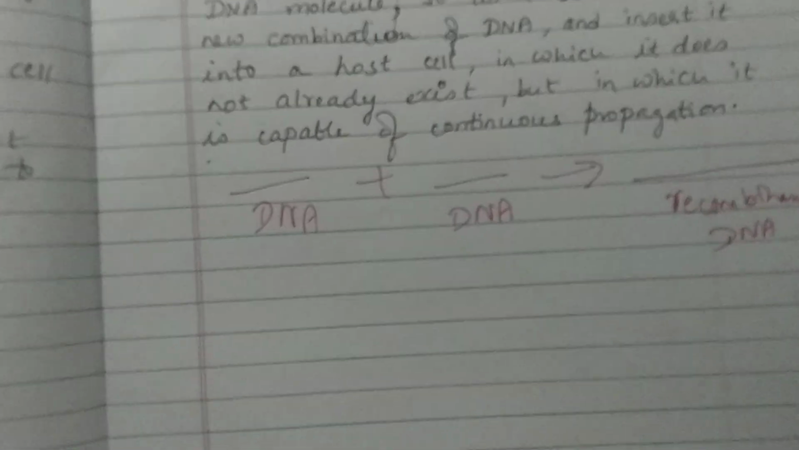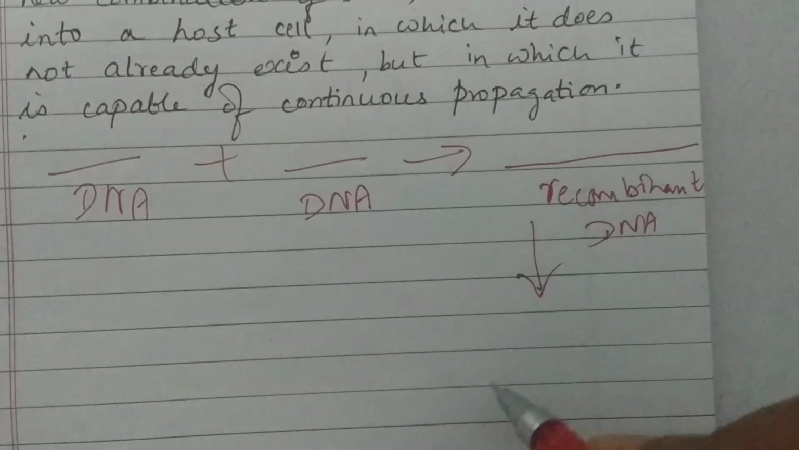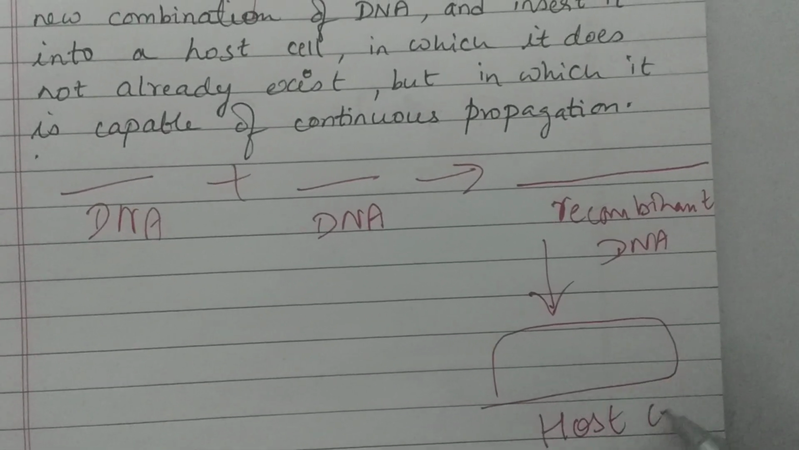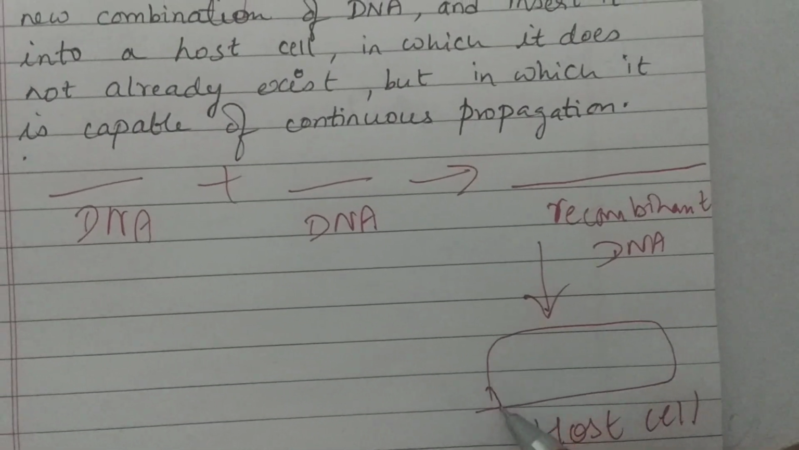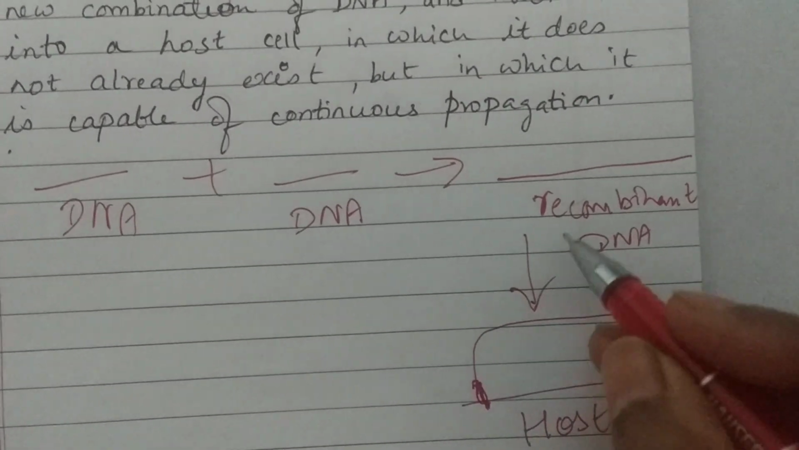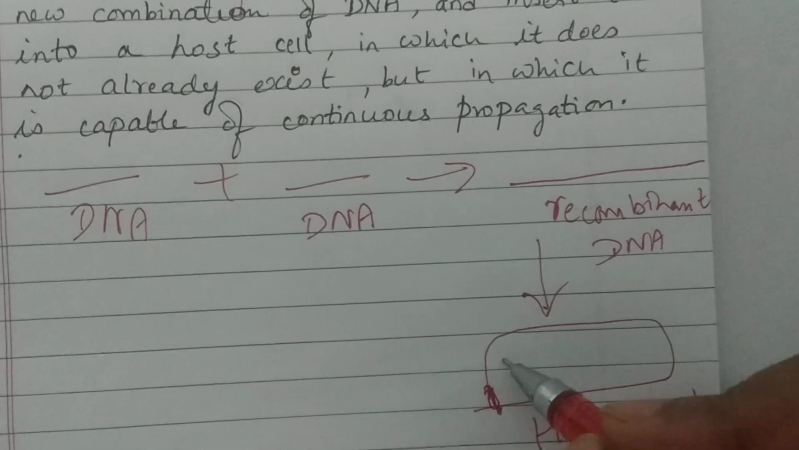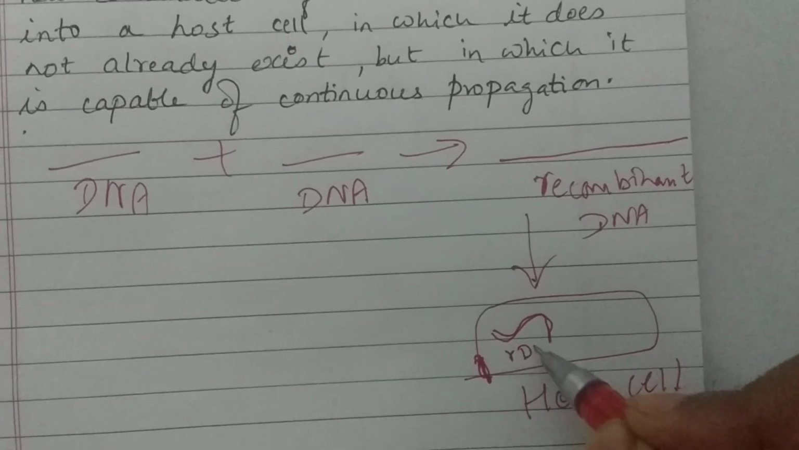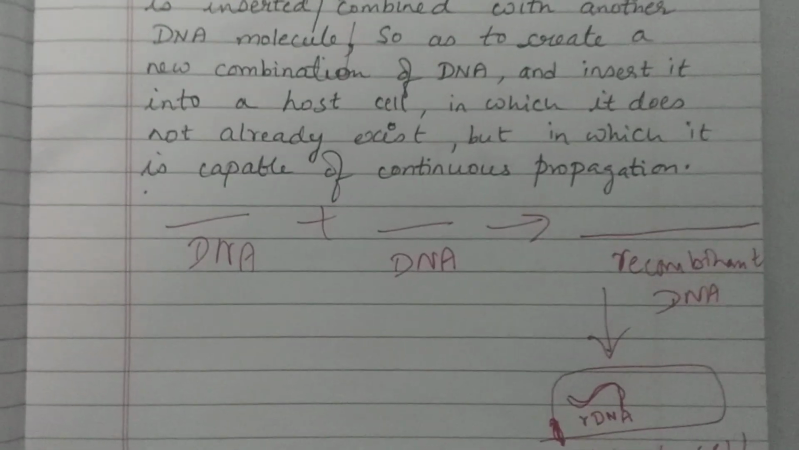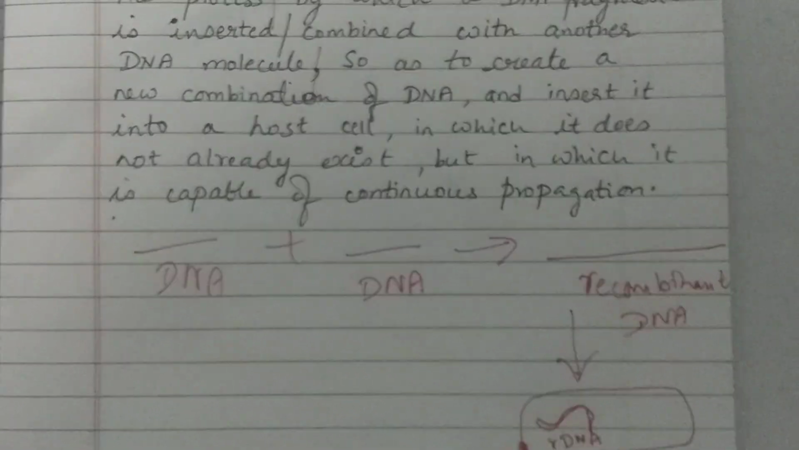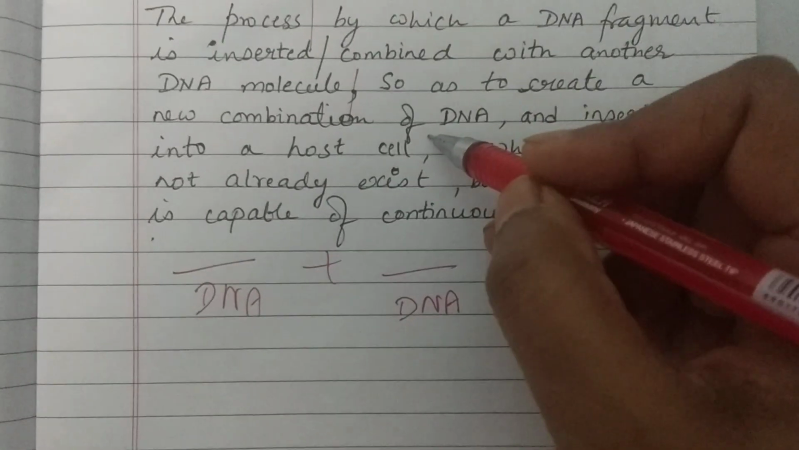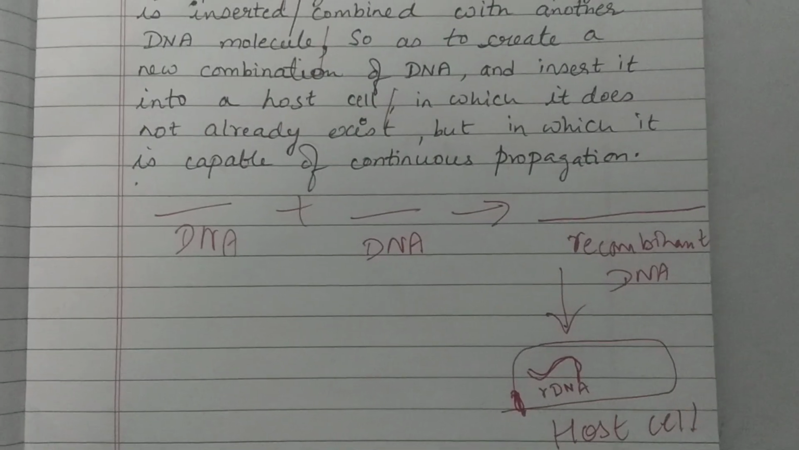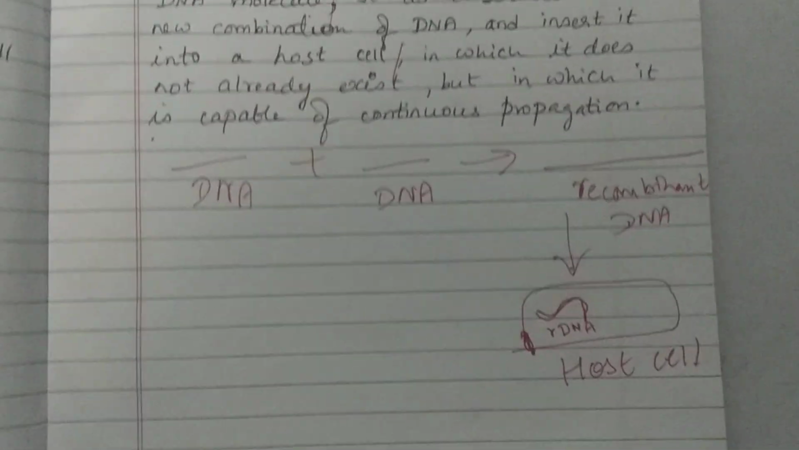Alright. And what are you going to do with this recombinant DNA? You are going to insert it into a host cell. So why is this called a host cell? Because now it is going to host this recombinant DNA. Or in short, we can call it rDNA. Insert it into a host cell. Alright, that is the next thing. And this is very important, in which it does not already exist.